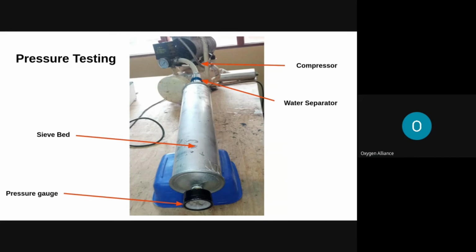Maybe people might be wondering, what would be the causes of leaks when you just open a sieve bed, refill the zeolite and close it? There are multiple things that can actually cause the sieve bed to leak. One of them is a damaged O-ring when opening or closing the sieve bed.